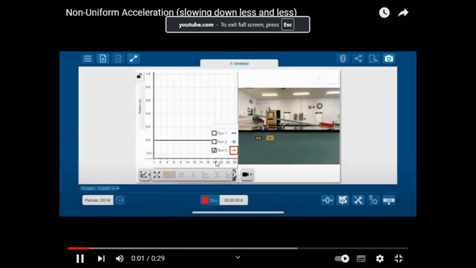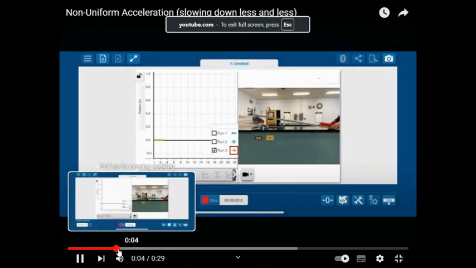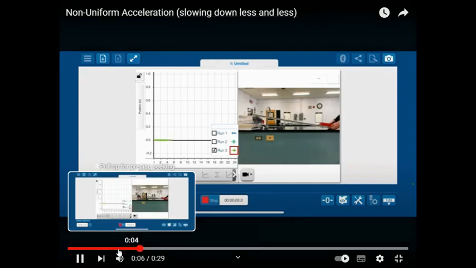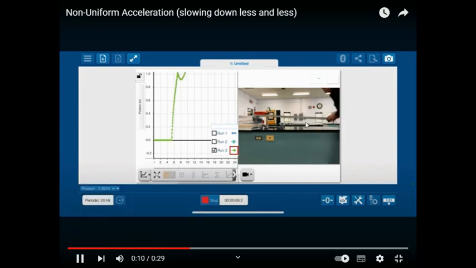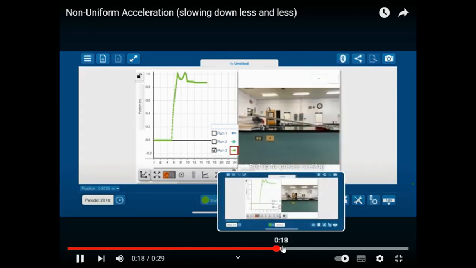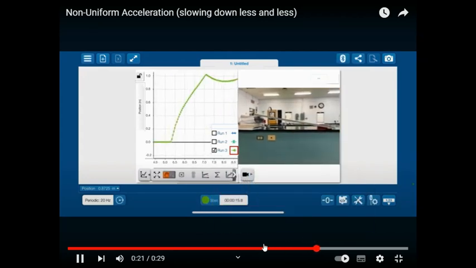Let's see that one. So there we go. Launched up, but then it was slowing down a lot. And then it got to a point where it was still going up the ramp when the ramp was less steep, and so it slowed down less and less. And so this graph looks extremely similar, right? Just a curve this way again.